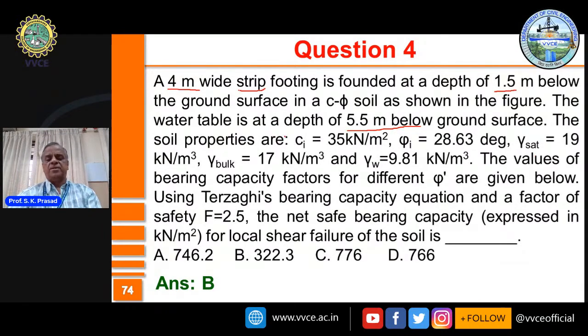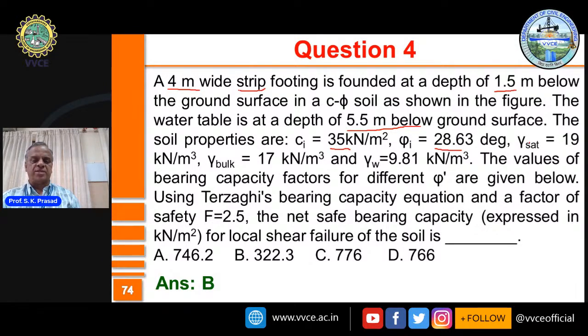Soil properties are given. C is given, phi is known. Please note, it's marginally higher than 28, so you can assume that it is 28. You can be on the safer side. You can assume that it is local shear failure.